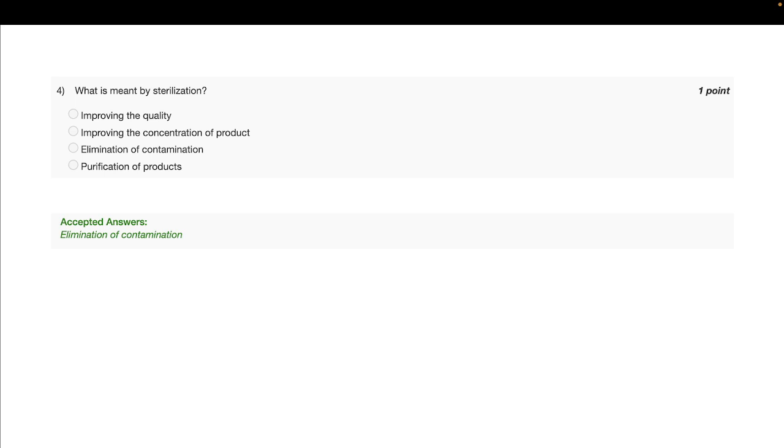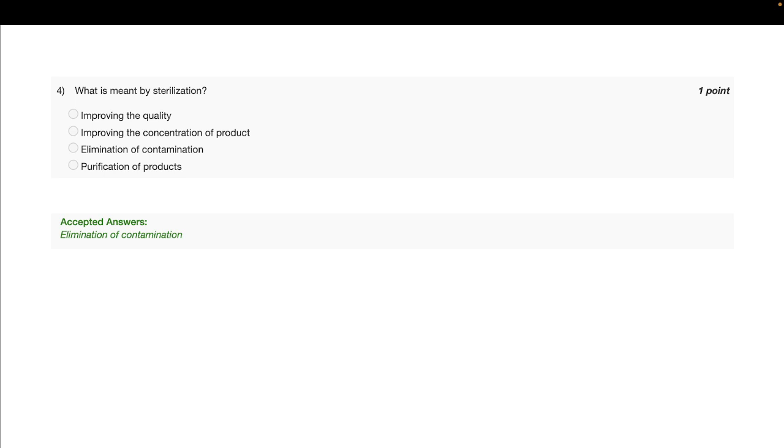The rest of the options are irrelevant because improving the quality is not what sterilization is. We are definitely not improving concentration of product, and we are also not purifying the product. Purification comes when you have some impurities other than living matter. That is where your purification will come.